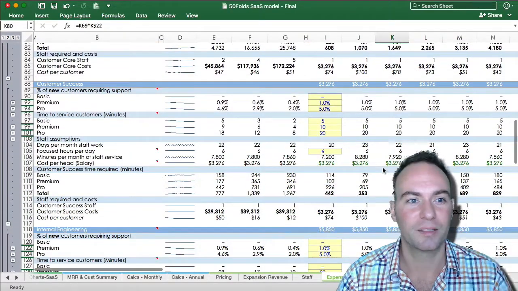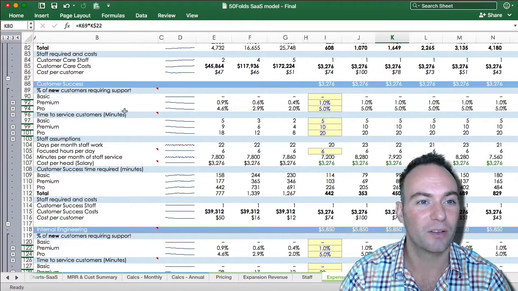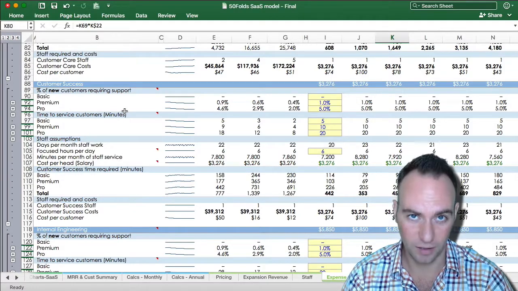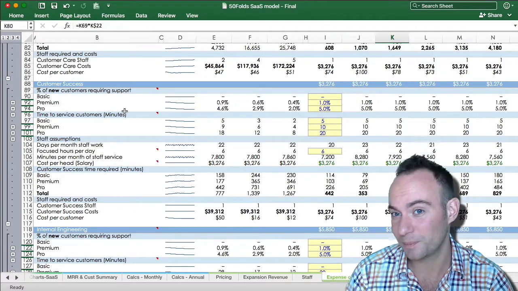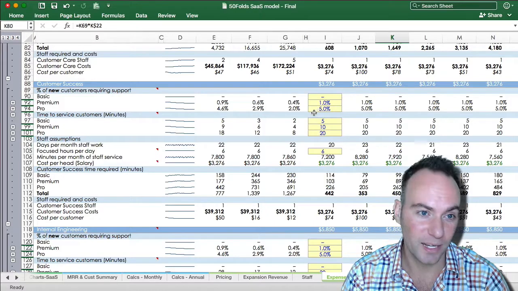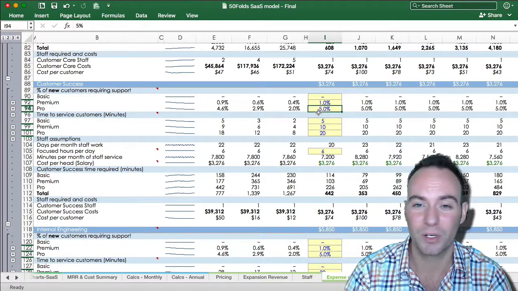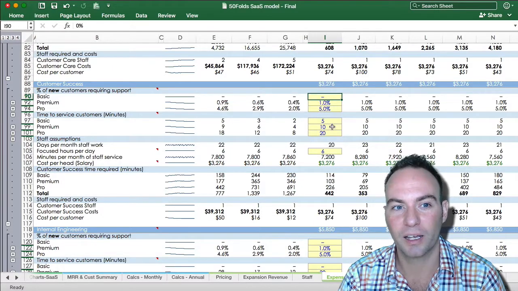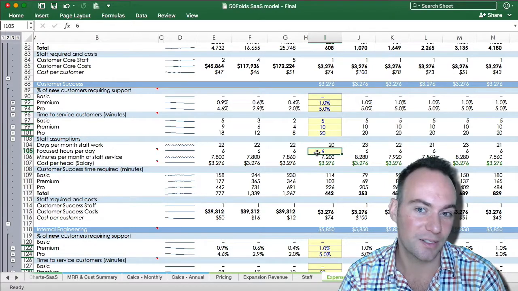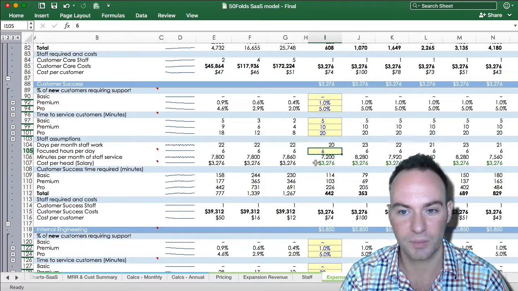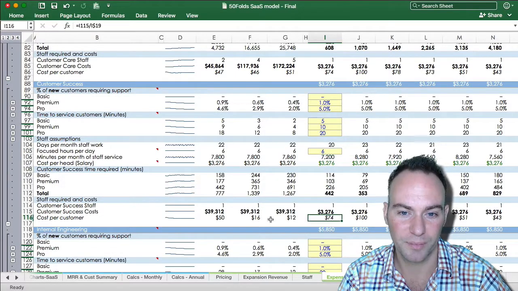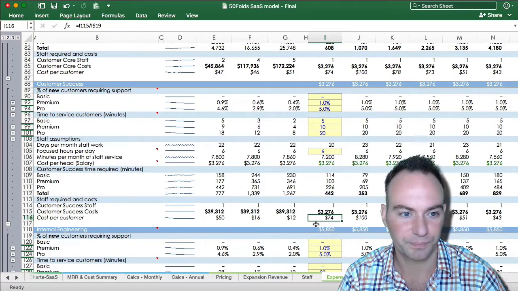Now for customer success, same principle, except this is based on the percentage of new customers requiring support, because it's going to be the new guys who will need help being onboarded. Now, what percentage of people will need that? We'll see maybe Pro people need a lot more. So it's 5%, but Basic people won't get it or don't use it. How long does it take to service each customer? And how many hours a day do your customer success staff work? Same assumptions go down. We know how many staff we need, what the cost is, and what the average cost per customer is. And we see that's going down quite a lot over time.